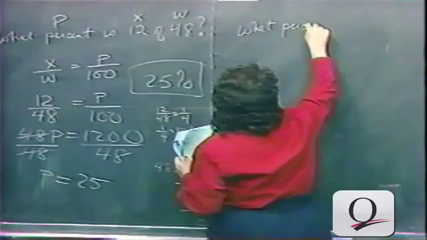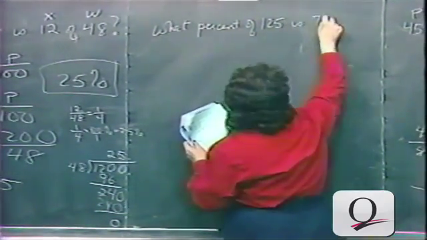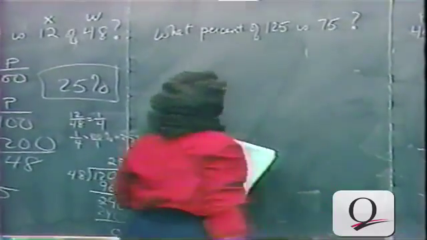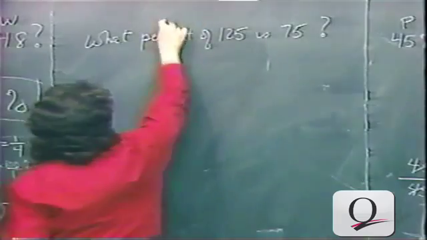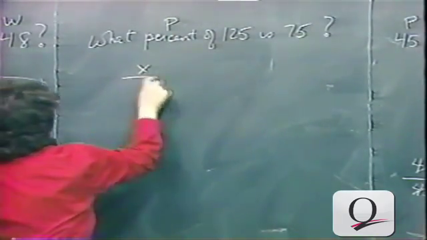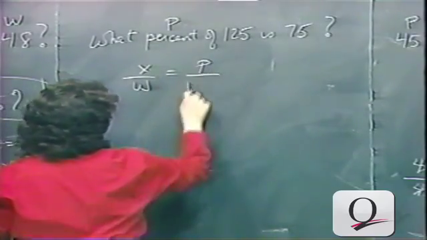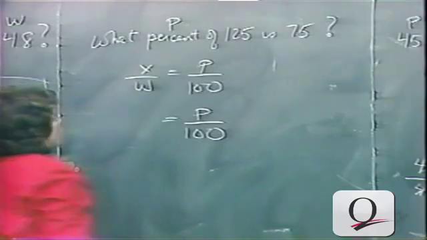What percent of 125 is 75? What percent, once again, we're looking for the P, of 125 is 75. X is to W as P is to 100. We're looking for the P.